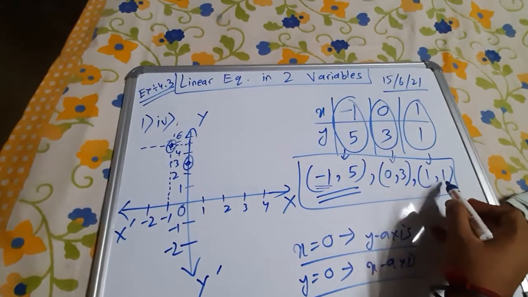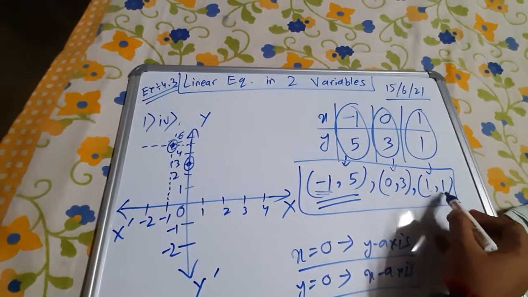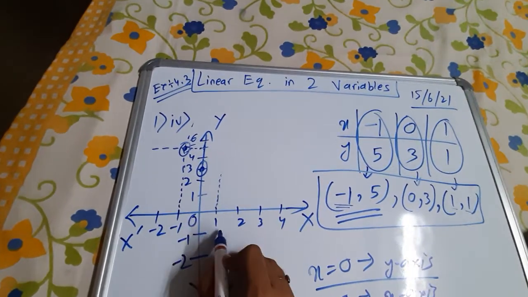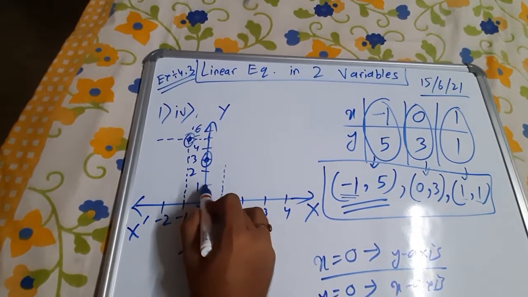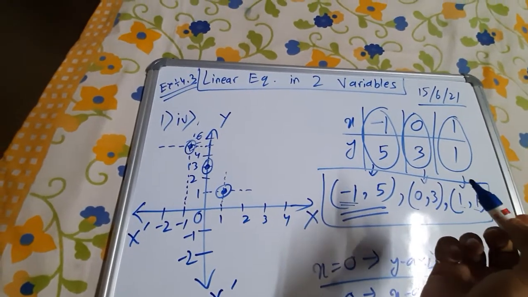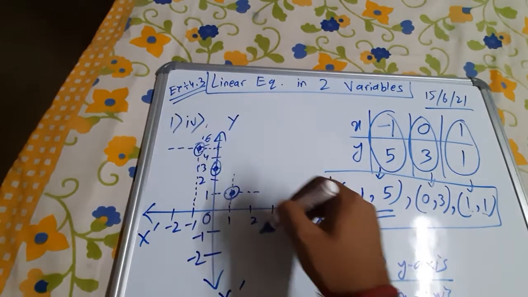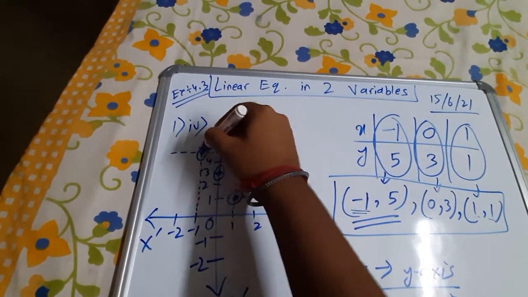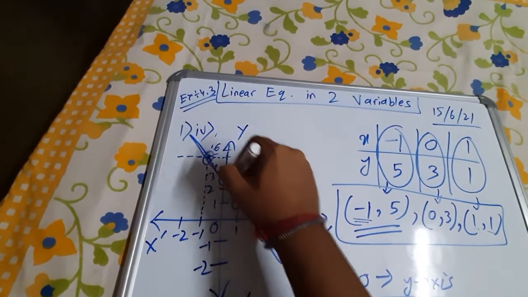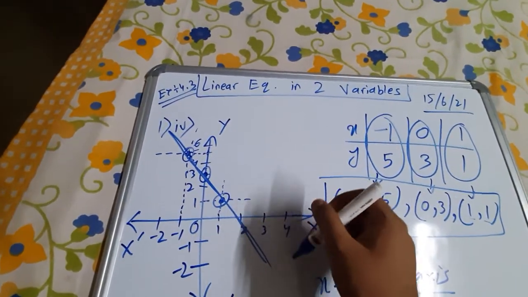And now comes 1 comma 1, that is 1 for x and 1 for y. So x equal to 1, that means I will draw a dotted line over here from x equal to 1, then y equal to 1 also, so I will draw a dotted line from here also. See, these two lines cut at this point. See, 3 points I have plotted. Now if you put a scale and draw a line, you will see that all the 3 points will come on the same line. Since I am drawing with my hand, it's not that accurate.